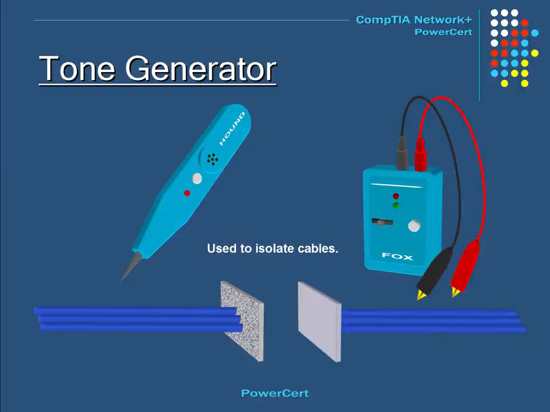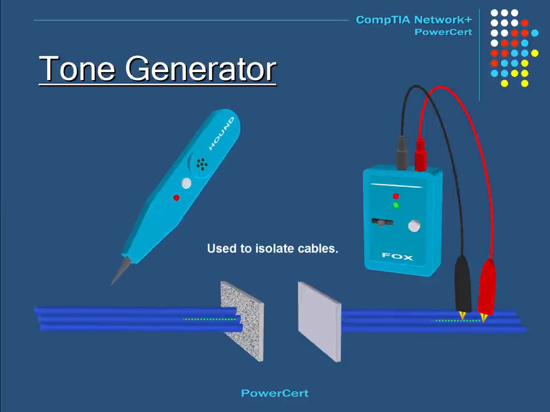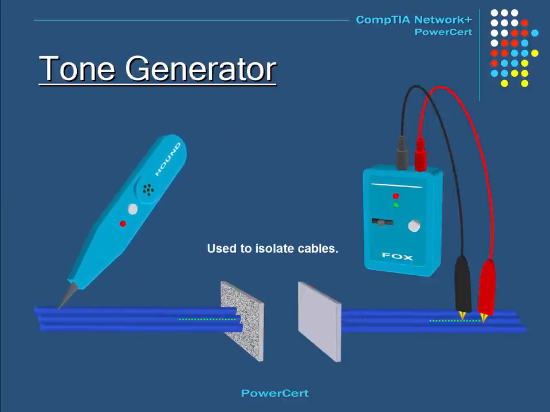So that's where a tone generator comes in. So you just connect the tool at one end, and then it would generate a tone through the cable, where the other part of the tool would detect the sound and pinpoint the cable.